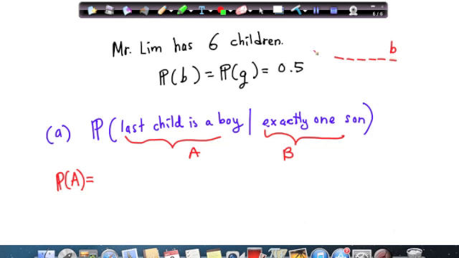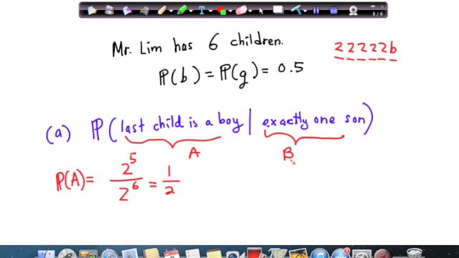There are no restrictions on the other children, so we have 2 possibilities for the first child, 2 possibilities for the second child, and so on. Therefore, altogether, we'll have 2 to the 5 different possibilities for the last child to be a boy. This number divided by the size of the sample space will give us the probability. The size of the sample space is 2 to the 6 because there are 2 possibilities for each child. So here the answer is half.